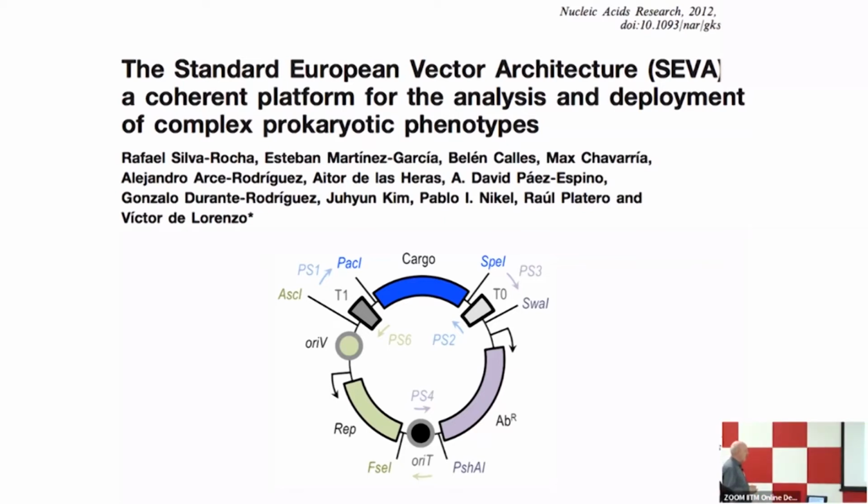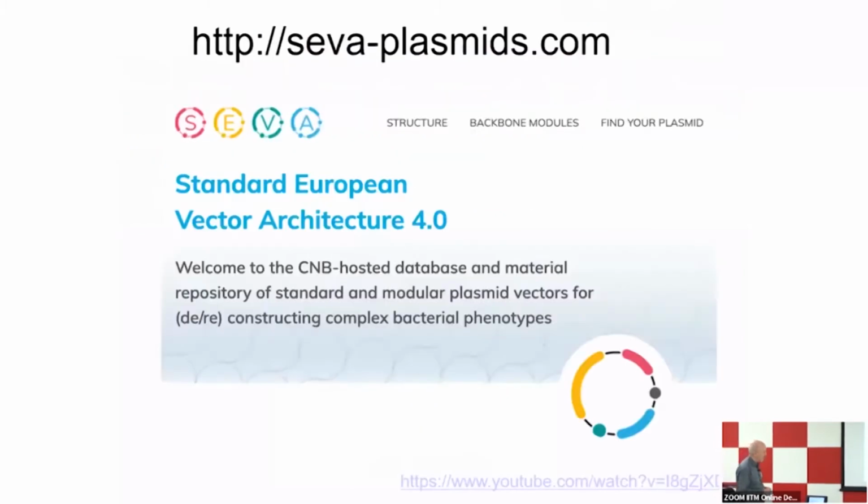Then at some point, people said, why don't we make an effort and try to standardize plasmid vectors following very simple rules? This ended up as an initiative called the Standard European Vector Architecture, now in its 4.0 stage. It is about having vectors engineered in a modular fashion, in such a way that the result has many advantages with respect to what we had before. I have this video here that will give you a snapshot.